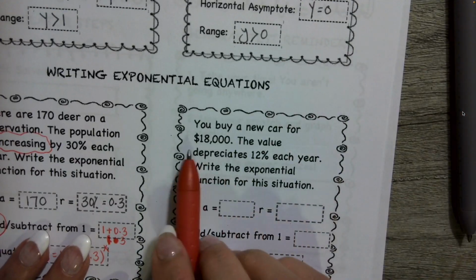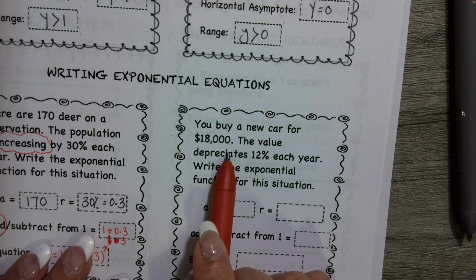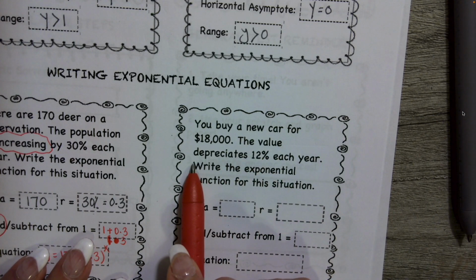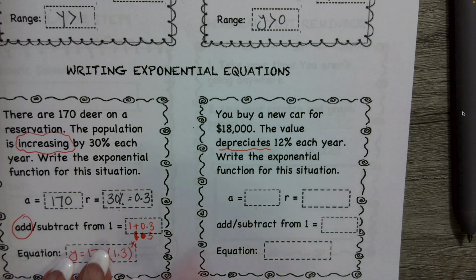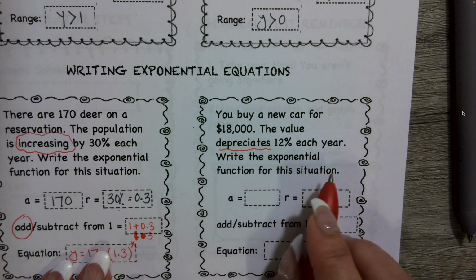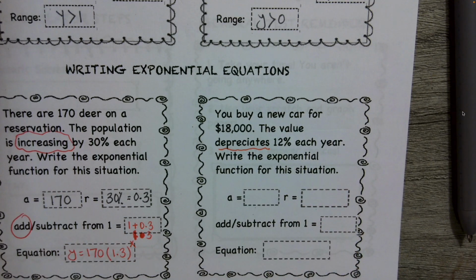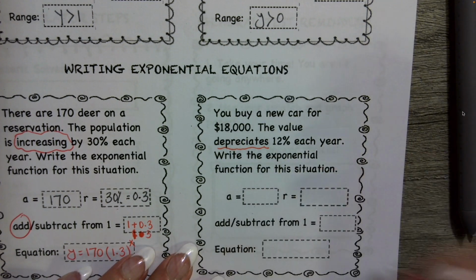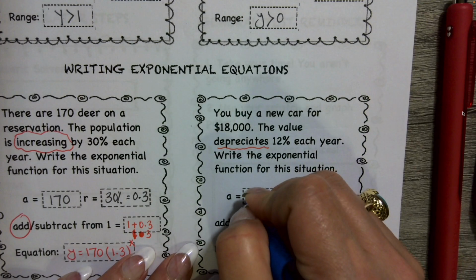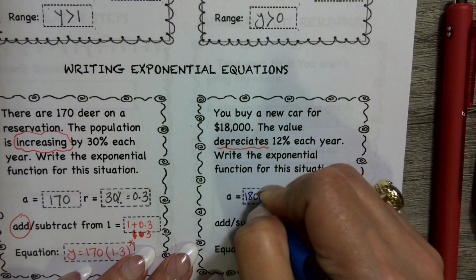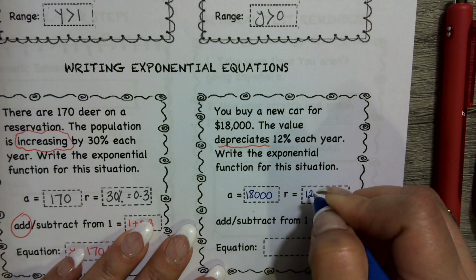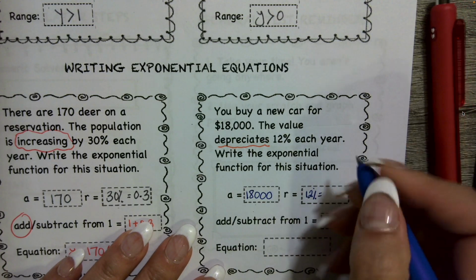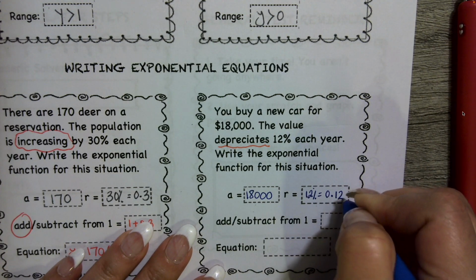You buy a new car for $18,000. That's a very cheap car, I guess. The value depreciates. What does depreciate mean? Decreases 12% each year. Write the exponential function for this situation. Okay, your initial number is 18,000. Your rate is 12%, which is the same as 0.12.